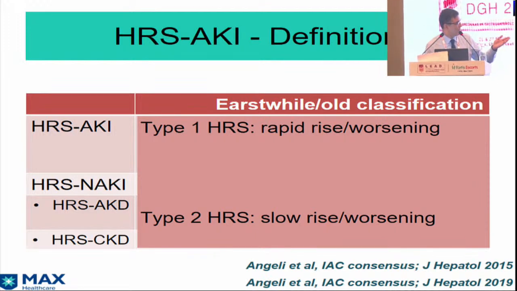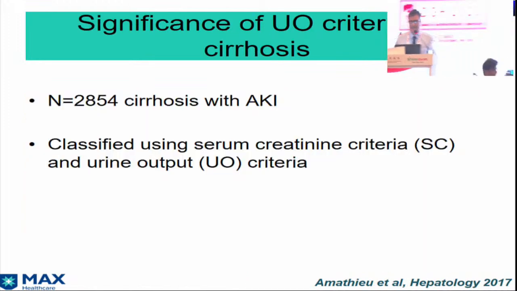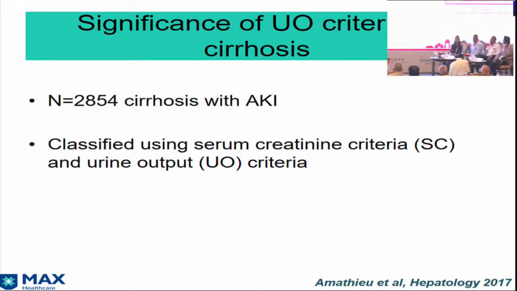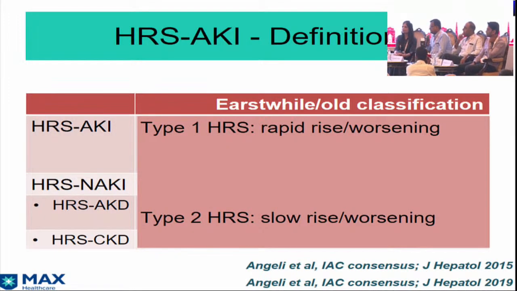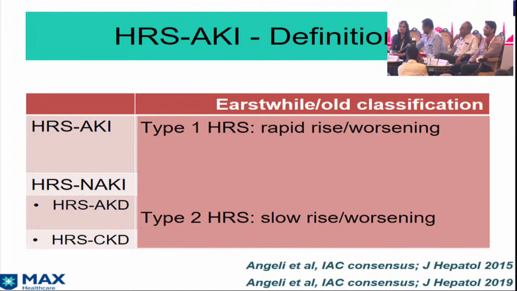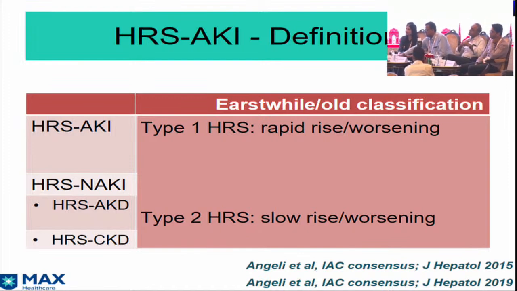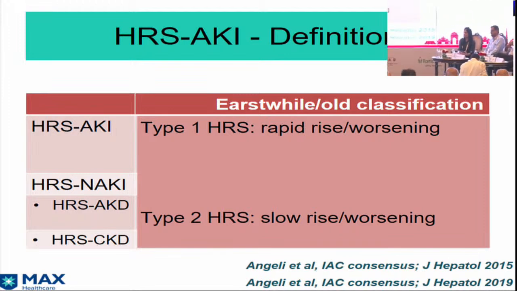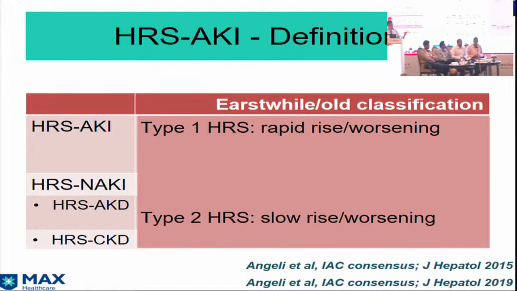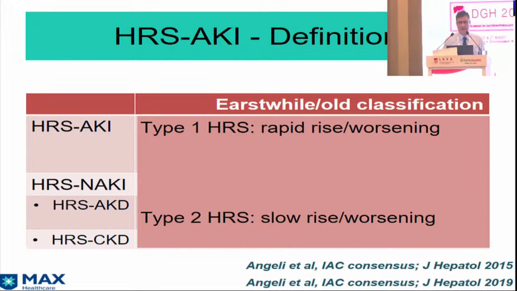Can we move forward, or do you want to make a comment? And more importantly, where do we fit in TIPS here? Not only transplant, so at which stage, HRS AKD, do you select them for TIPS? Yeah, so type 2 HRS, mostly HRS CKD or HRS AKD, definitely can be offered TIPS, but not HRS AKI, although there are some trials currently going on on that issue.